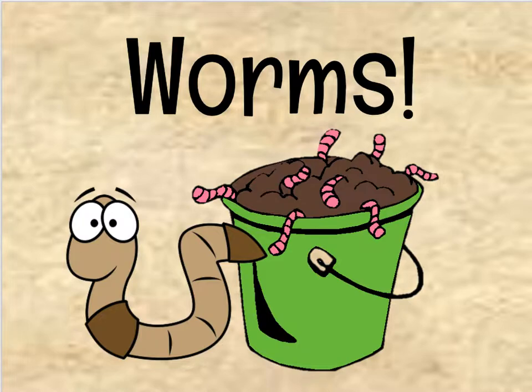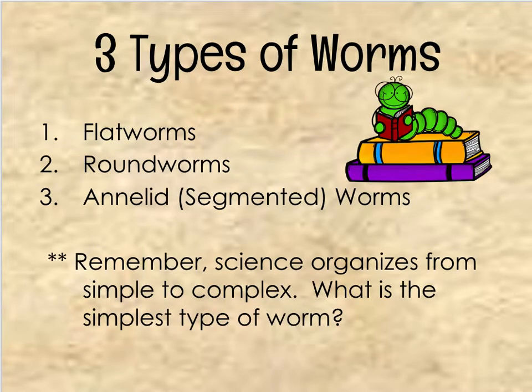So let's start talking about our third group of invertebrates. We started talking about sponges and cnidarians, and we're working our way from simple to complex. So our next group is worms. Worms are actually split up into three groups. So we're covering 3 out of our 8 groups today of invertebrates. We start with flatworms, then roundworms, and annelids, otherwise known as segmented worms.